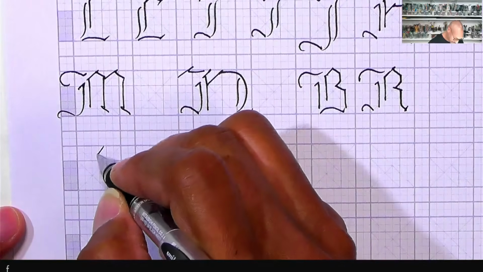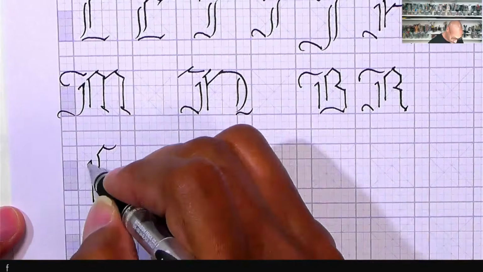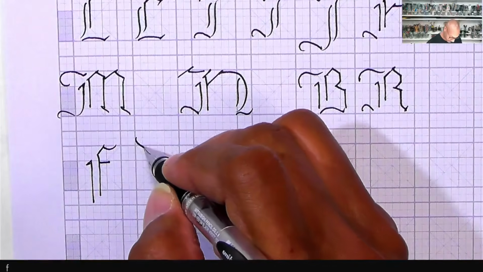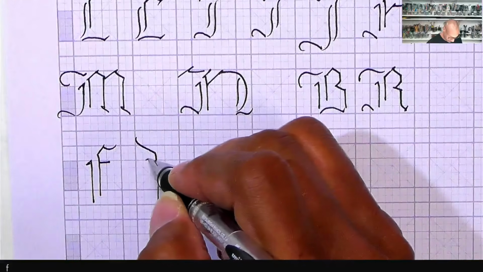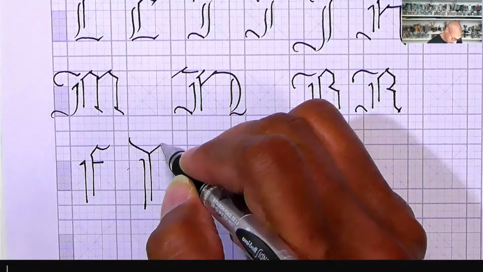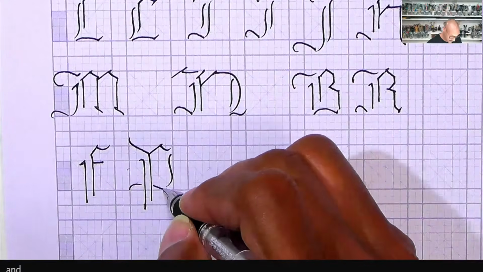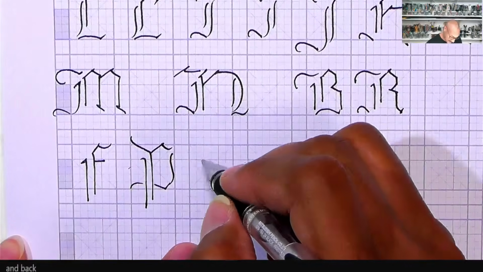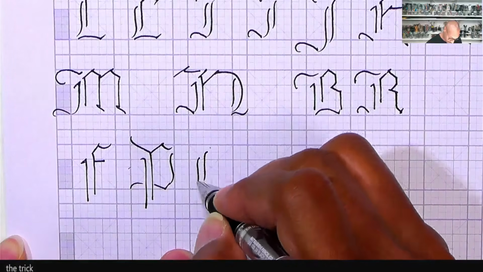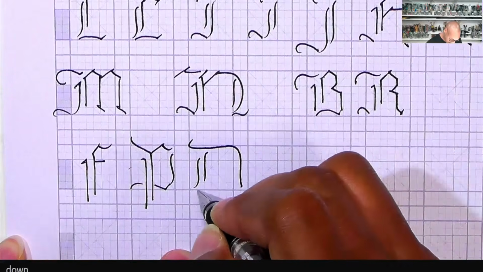F, P, so I go from here, I go up and down and back. D, the trick, and down and out and back.